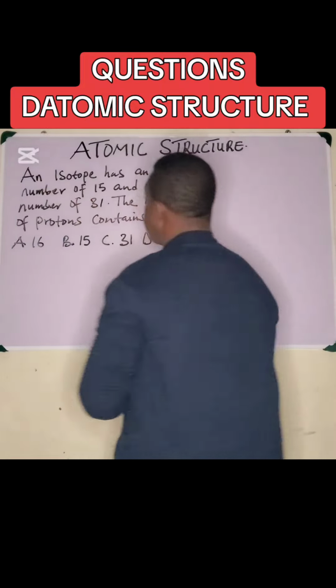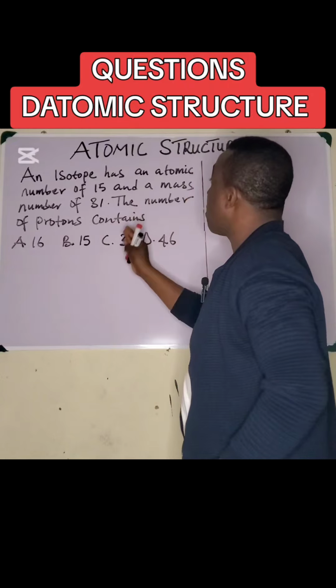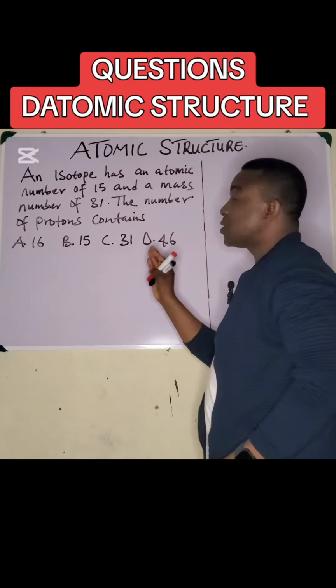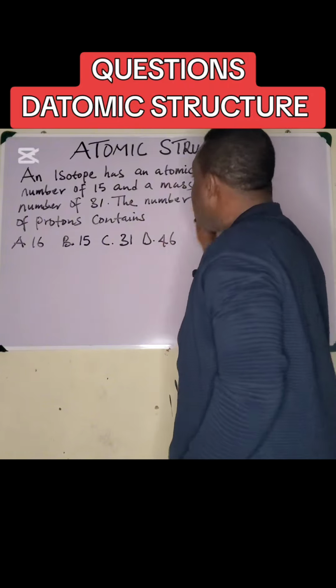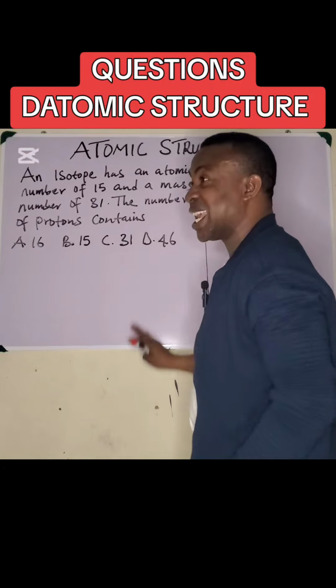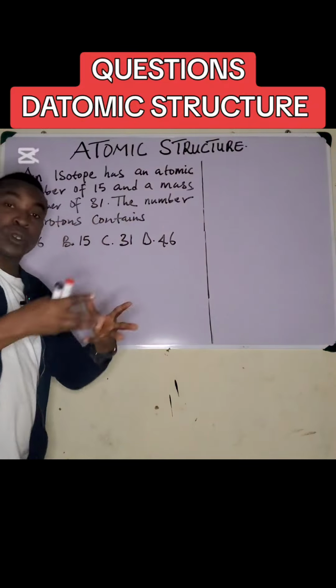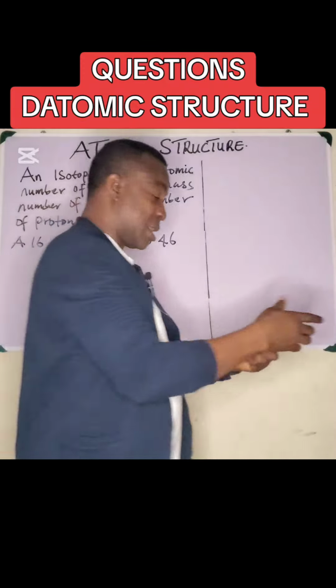I have this question that says an isotope has an atomic number of 15 and a mass number of 31. The number of protons it contains, we have the options here. So this question brings us to the atomic structure of an element.